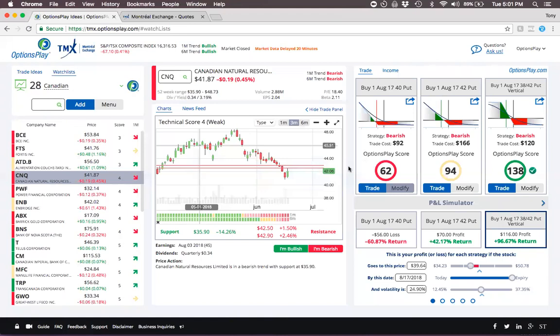Can you find implied volatility? Yes, we do have implied volatility right here. It's the volatility slider right here. This tells you the current implied vol of the expiration that you're currently looking at. We don't show you the history of the implied volatility.